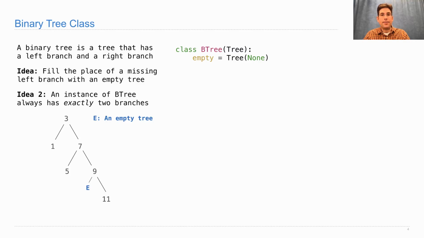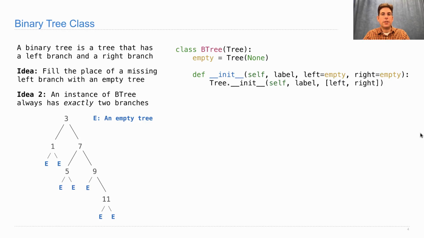A second idea is that every binary tree, that is, every instance of the B tree class, should have exactly 2 branches, a left branch and a right branch. We can achieve this by adding branches to each of the leaves that are both empty. So a leaf in a binary tree is not a leaf in a regular tree representation because it does have branches. It's special because those branches are both empty, and when both of your branches are empty, that means you're a leaf for the binary tree class.